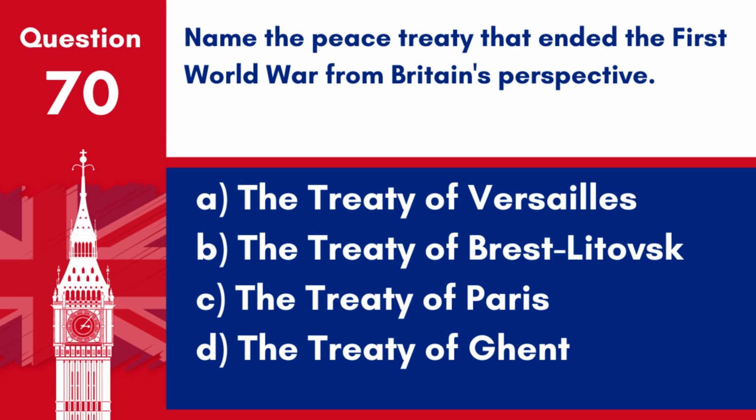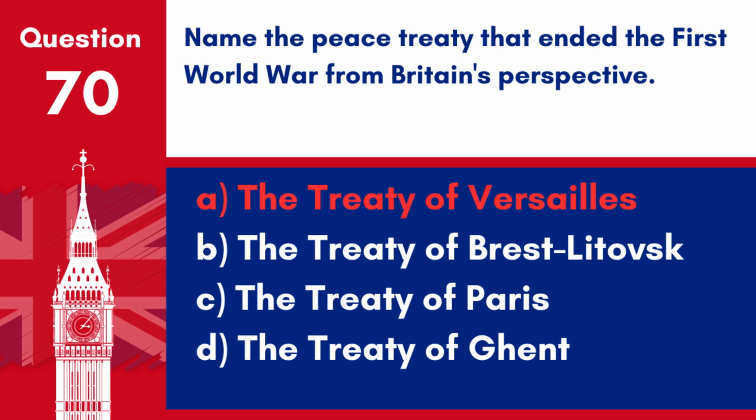Question 70. Name the peace treaty that ended the First World War from Britain's perspective. A. The Treaty of Versailles. B. The Treaty of Brest-Litovsk. C. The Treaty of Paris. D. The Treaty of Ghent.